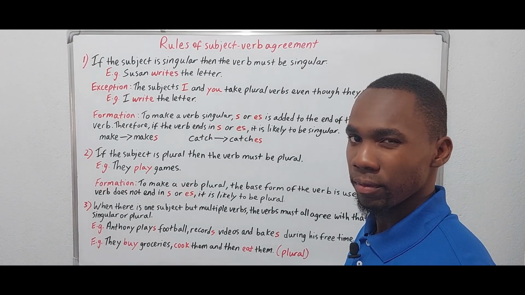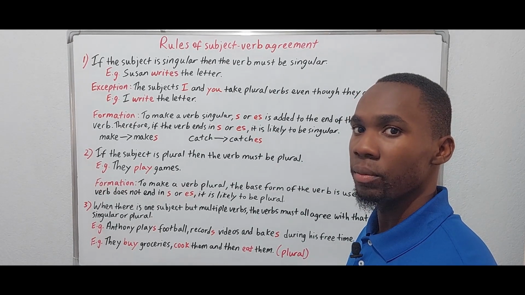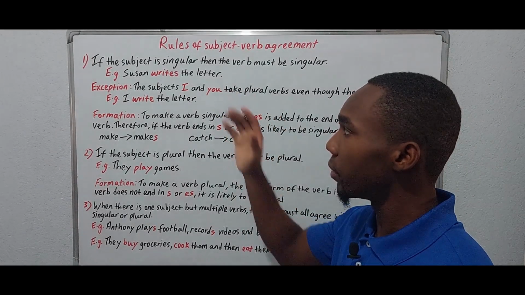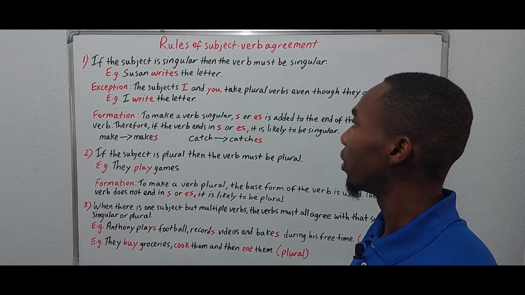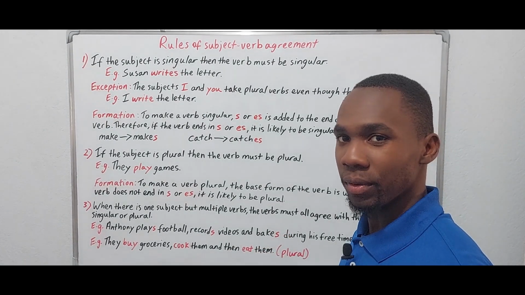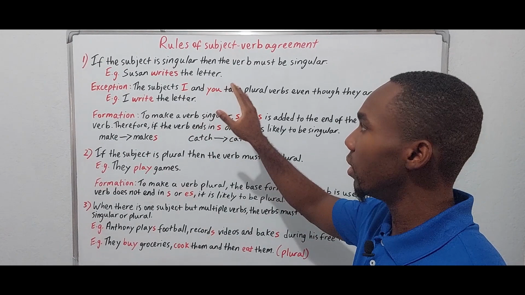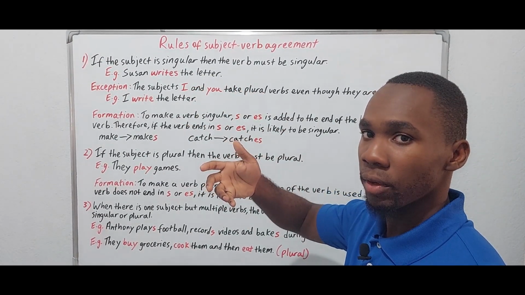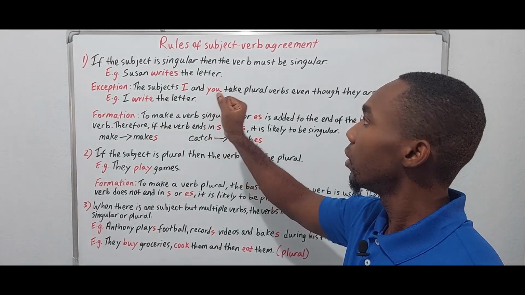Now, let's start with the basic rules and then we're going to get into the more complex rules, okay? So 1, if the subject is singular, then the verb must be singular. As I said at the beginning, this is the most basic rule, okay? Example: Susan writes the letter. So we see writes is a singular verb, right? Because Susan is a singular subject.